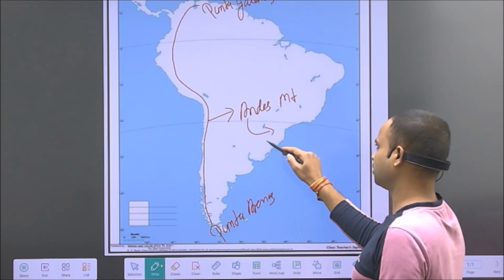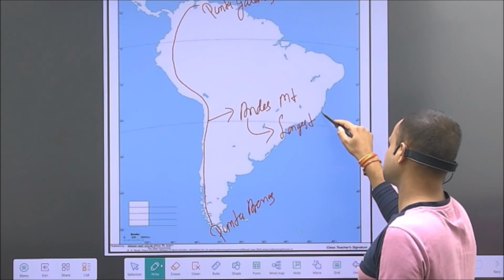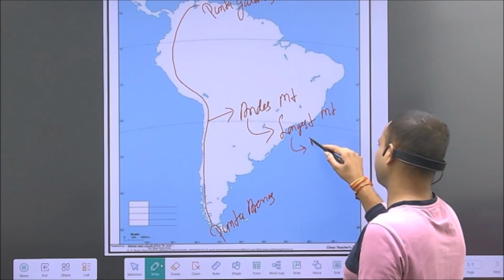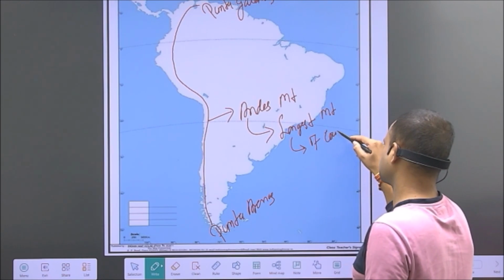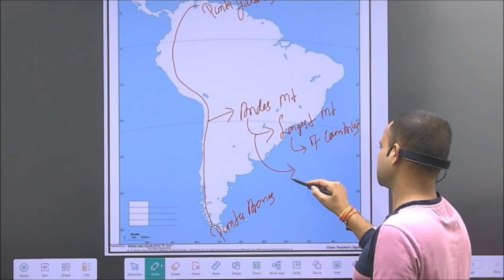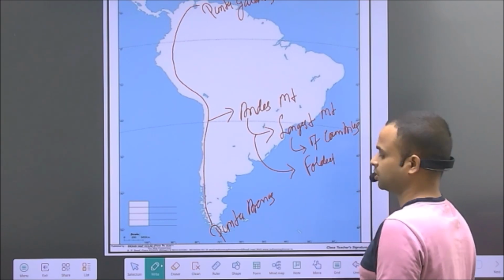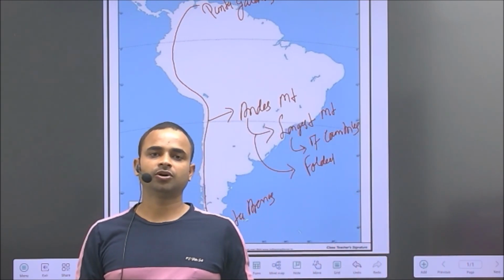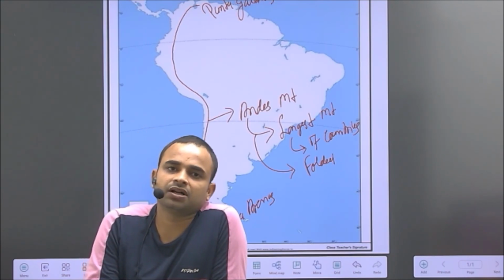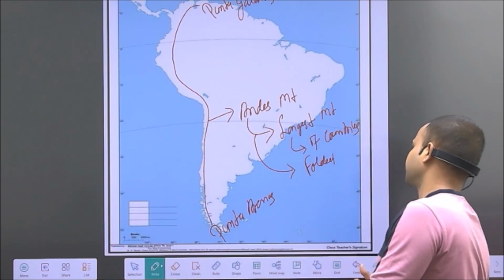First of all, it is the longest mountain range of the world, which is spread across 7 countries. Second, it is an example of a folded mountain. Why is it an example of a folded mountain? Because it originated by convergence of the Pacific Ocean plate and the South American plate. So that's why it is called a folded mountain.